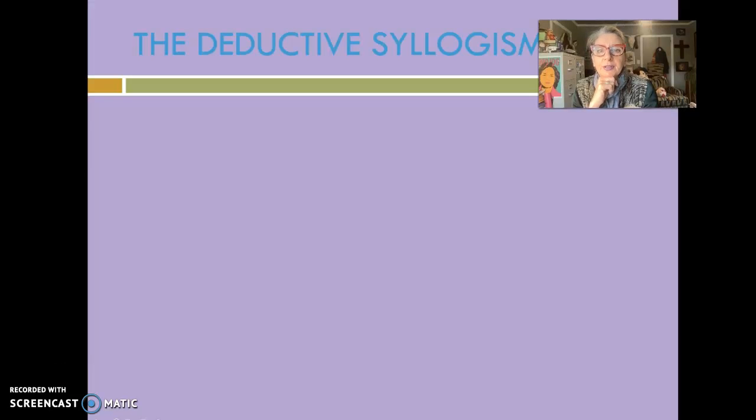So, the deductive syllogism. This is the basic syllogism that everyone understands, and I'm going to give you the one that you've heard a million times. All men are mortal. Socrates is a man. What do you assume? Socrates is mortal, right? Why do you assume that?